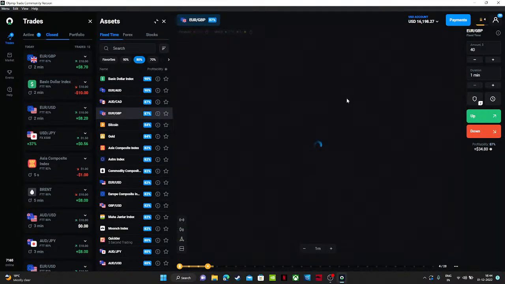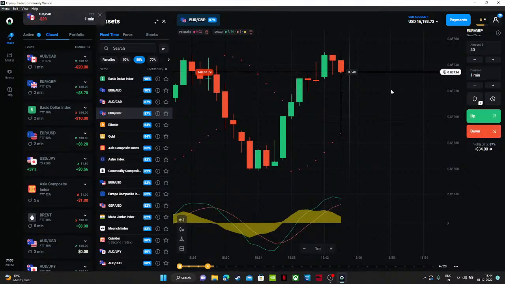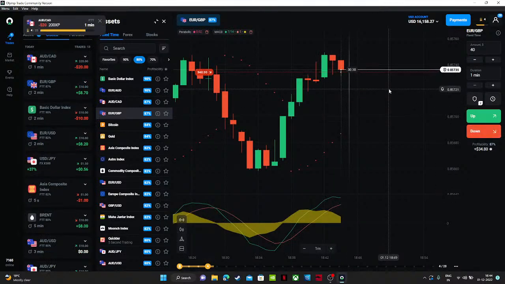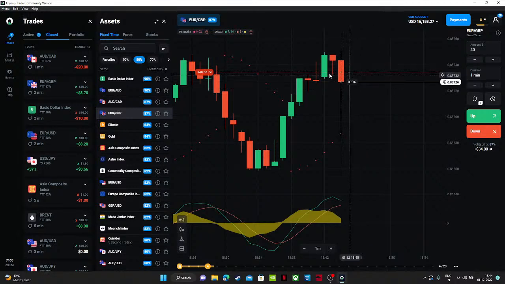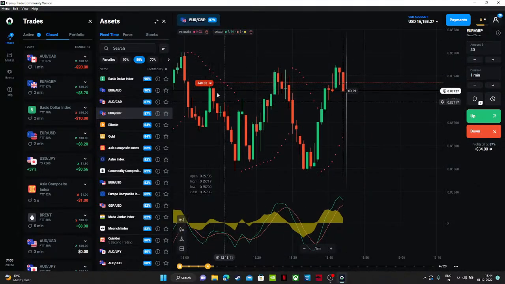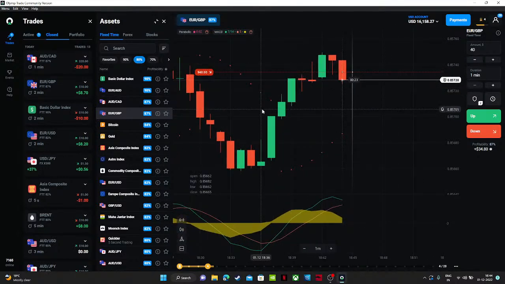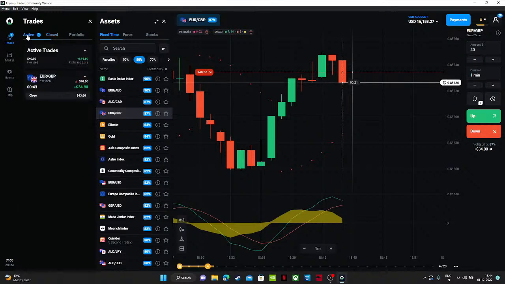Okay, in Euro GBP, a hammer candle has appeared, and hammer candle is considered to be a reversal sign. And since there was a rejection also in the previous candle, and there is a resistance also in the market at this point, it is kind of a W pattern. So I'm entering into a downside trade here for 1 minute, guys. You can see using the martingale.